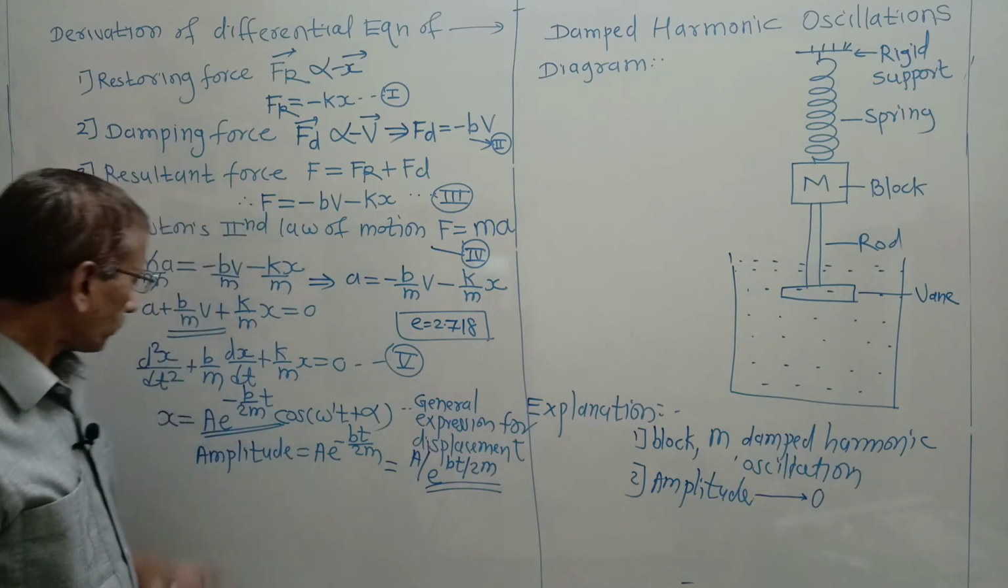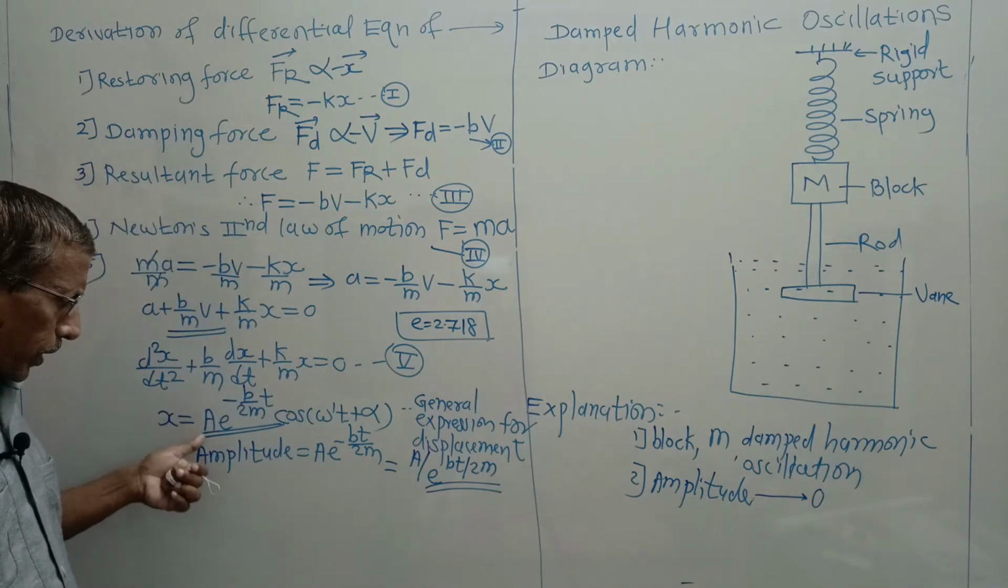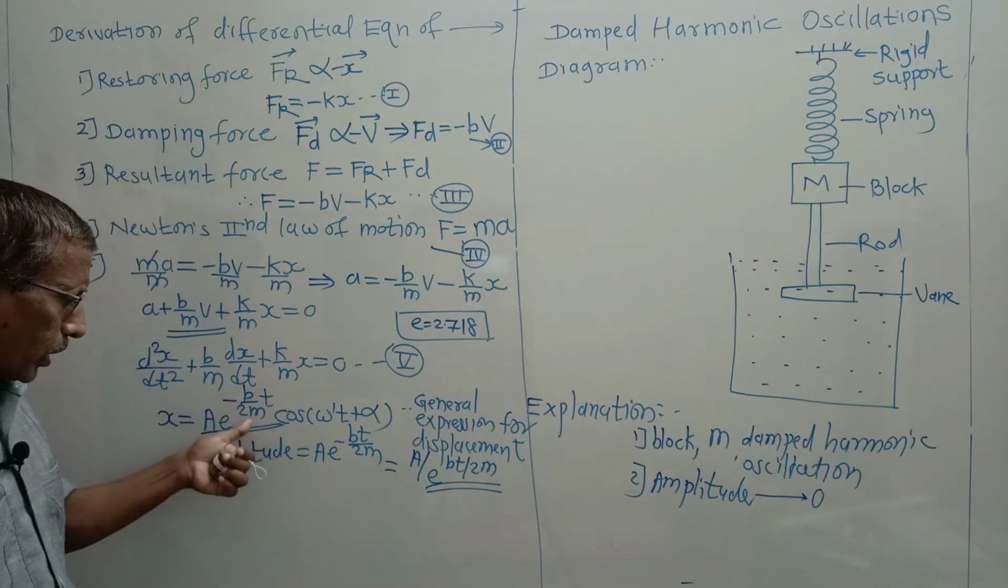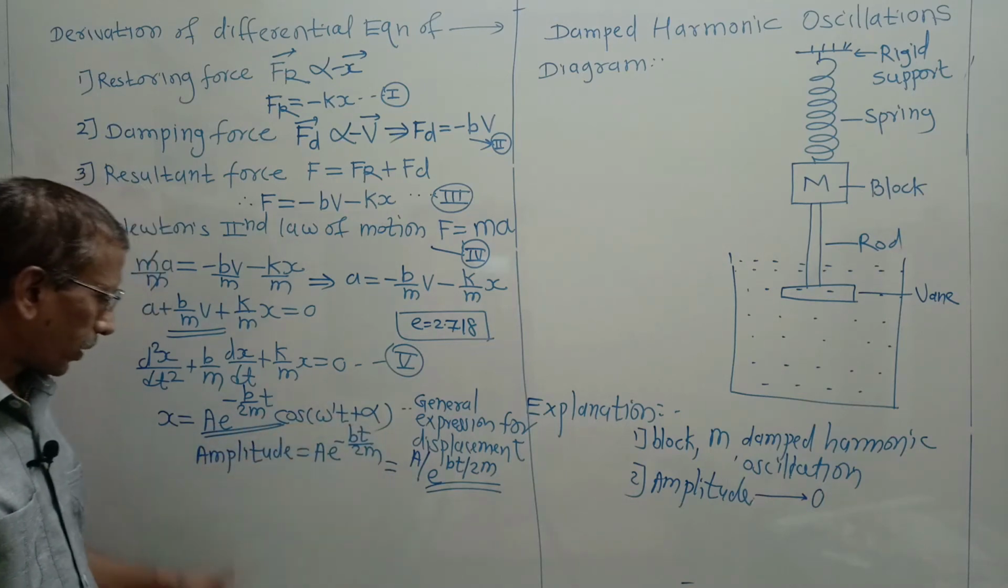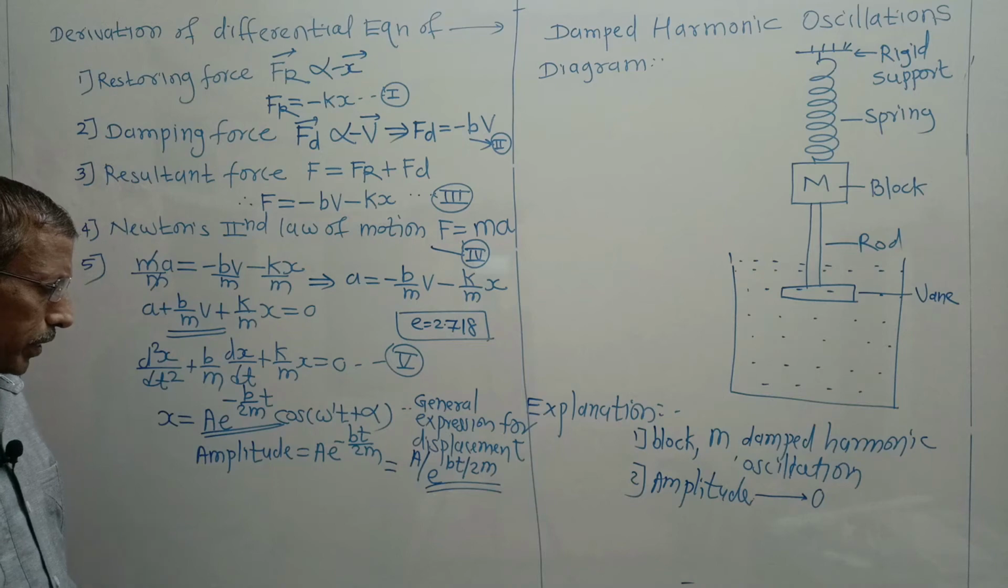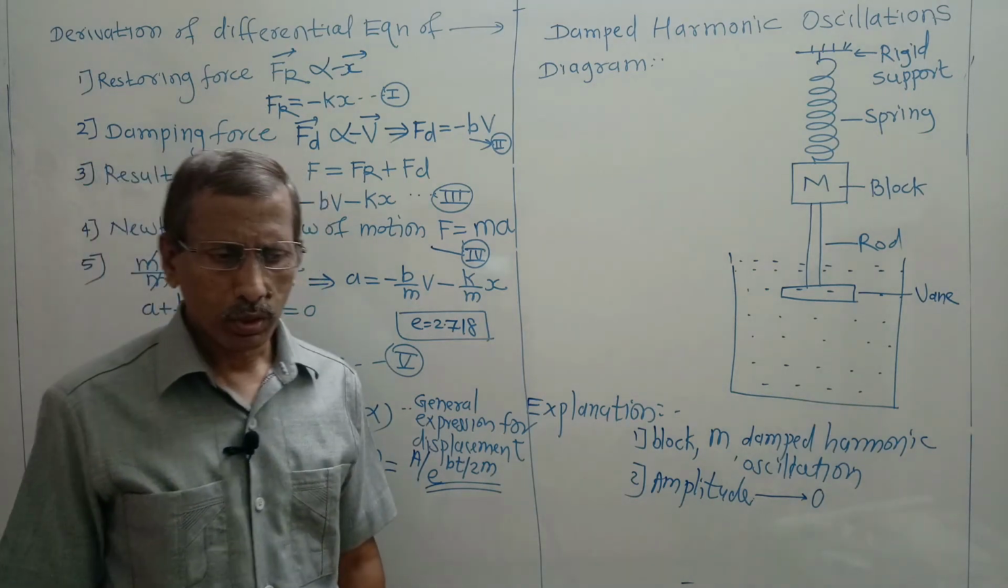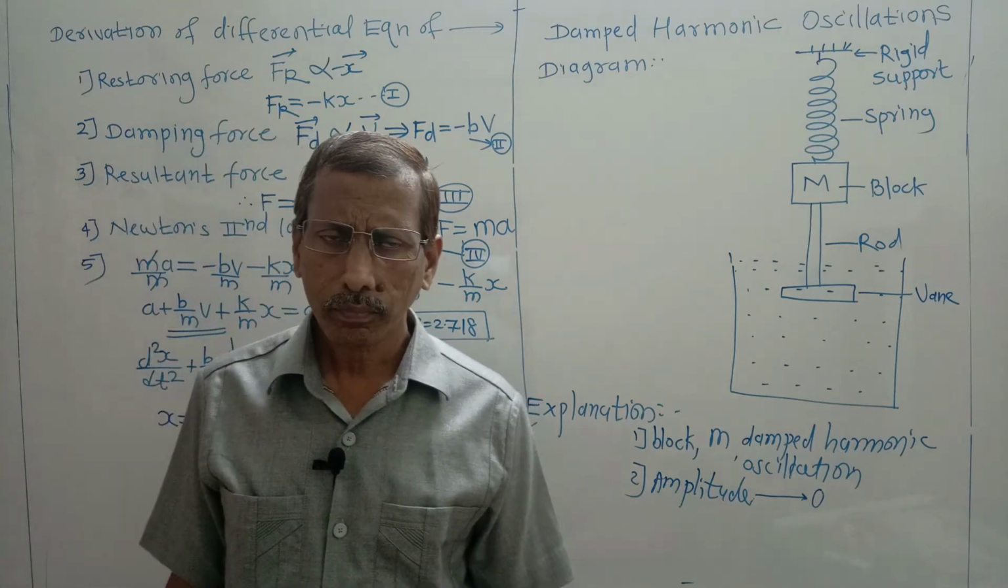So x is equal to a e raised to minus bt divided by 2m into cos of omega dash t plus alpha. Amplitude is a into e raised to minus bt divided by 2m. This amplitude decreases with time.